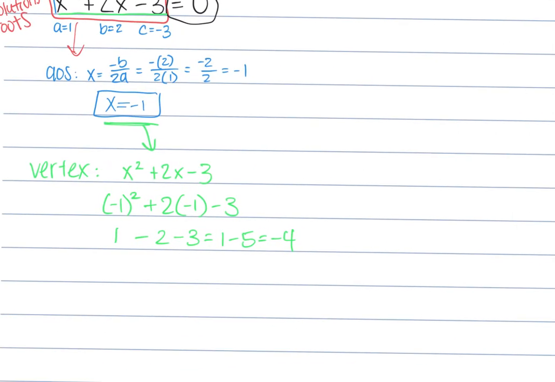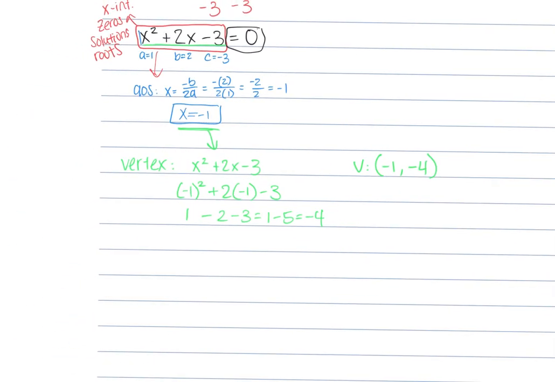Once we have the negative 4, our vertex now we know is negative 1, the axis of symmetry, comma, the value that we got when we plugged it in, so the negative 4. All right, and then last but not least, we also need to use our y-intercept. Our y-intercept here is just the same as our c value, which is negative 3. So there's going to be a point at 0, negative 3. The y-intercept is at negative 3, okay?